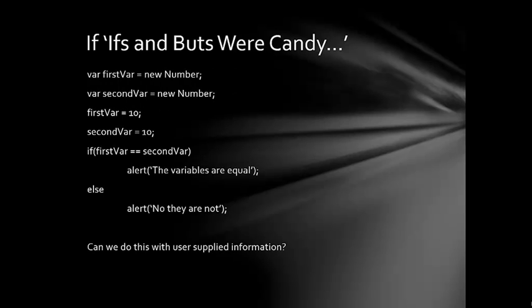Here is an example using variables. If my first variable is equal to my second variable, alert the variables are equal, else alert that they are not. Now the number 10 is hard coded into these variables, but a lot of times you get this information from a database, through AJAX from a JSON or XML file, or from user supplied information from a form or prompt. It's usually not hard coded in, but you're usually doing this with user supplied information, whether directly or indirectly.